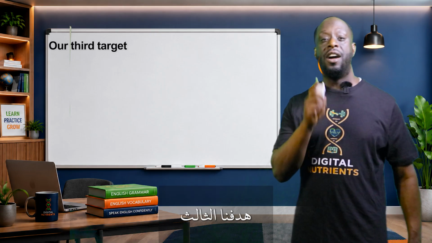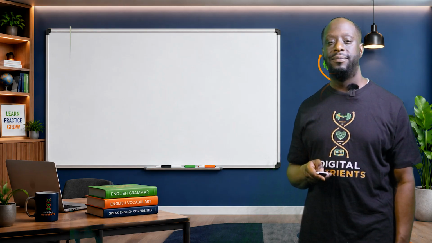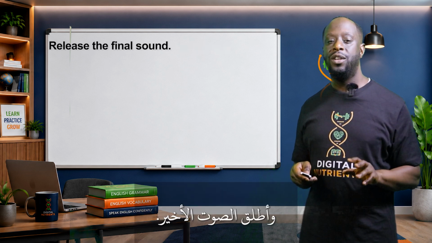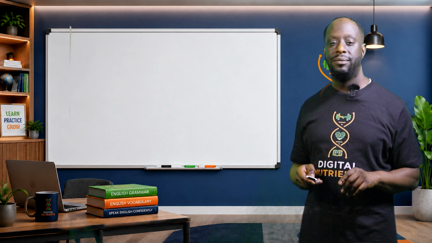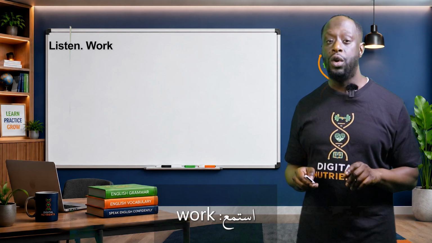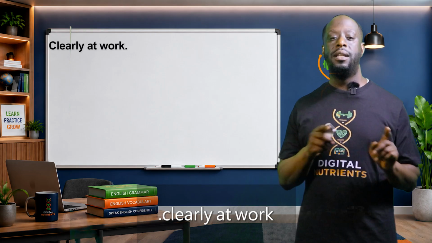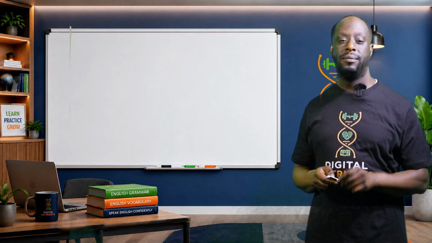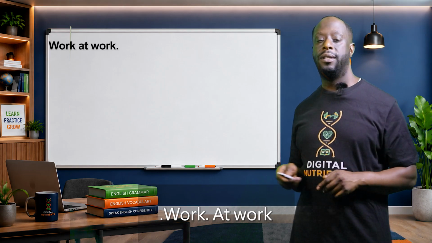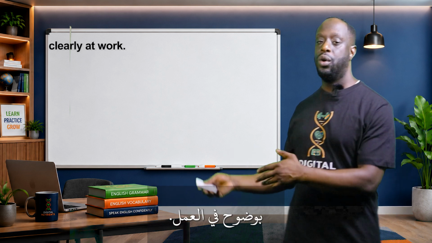Good, good. Our third target is the final K sound in the word work. Work. The back of your tongue moves up. Release the final sound clearly. Work. Do not remove the final K sound. Listen. Work. At work. Clearly at work. Repeat. Work. At work. I want to speak clearly at work.